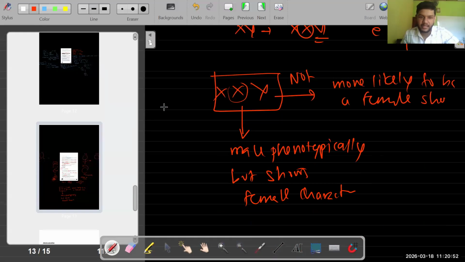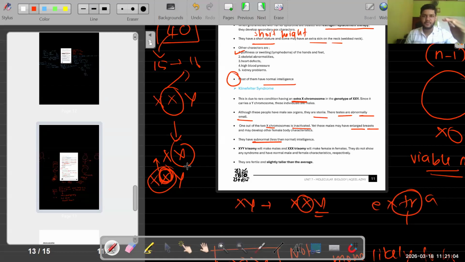right? Some are 80, grandfathers and grandmothers, but they behave like 5 or 6 years old. So similarly here also there is a specific age, but due to the subnormal intelligence in Klinefelter disease, they'll be behaving like underaged people. XYY trisomy will make males and XXX trisomy will make females. Now, is it a trisomy or monosomy? Trisomy, right? So, the XYY condition and XXX condition are normal, it seems. These two are normal. They do not show any syndrome and have normal female characteristics. They are fertile and slightly taller than average.